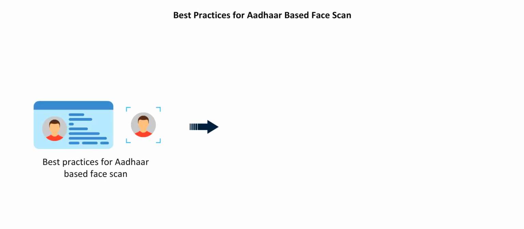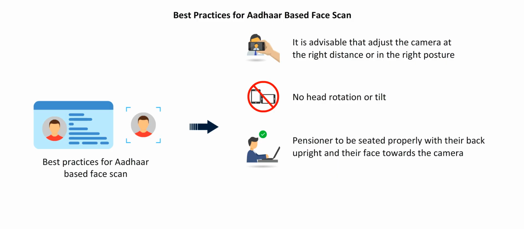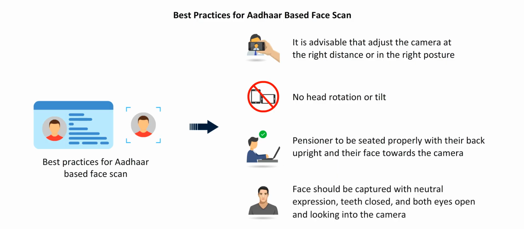Best practices for Aadhaar-based face scan. Position. For capturing facial image, it is advisable that adjust the camera at the right distance or in the right posture. Frontal pose needs to be captured, that is, no head rotation or tilt. The pensioner should be instructed to be seated properly with their back upright and their face towards the camera. It is strongly recommended that the face should be captured with neutral, non-smiling expression, teeth closed and both eyes open and looking into the camera.